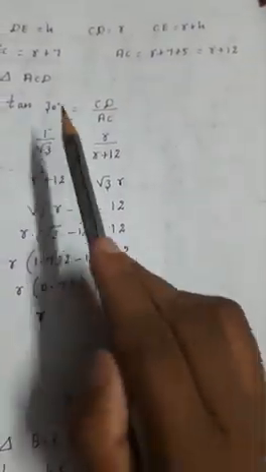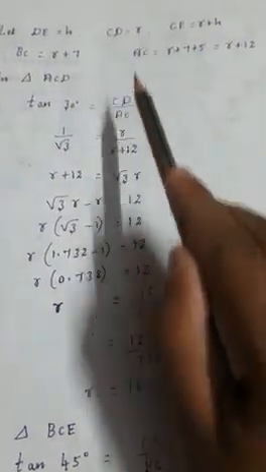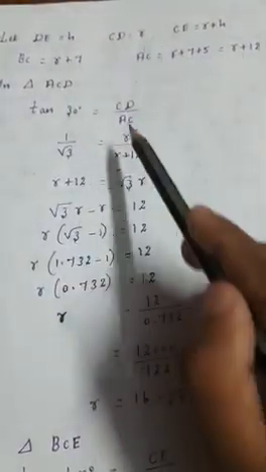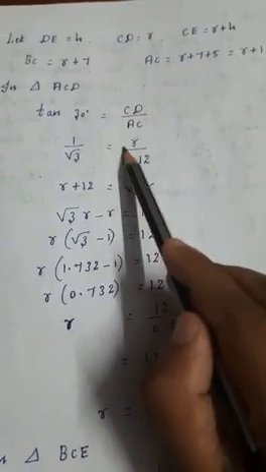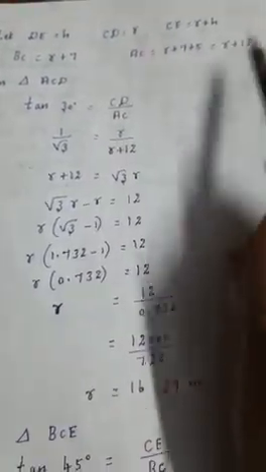CD divided by AC. The tan 30 degree value, you know, is 1 by root 3, equal to CD divided by AC. Everything we have written here. First we have to write it here, then you can easily write. CD is equal to R, divided by AC, that is R plus 12.